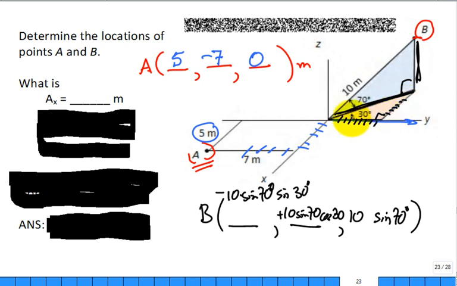Is it 10 cosine 70? Sine, cosine. Oh, I messed that up. It's a cosine 70 right there, and this is a cosine 70 right there. Right. Got it? Thank you.